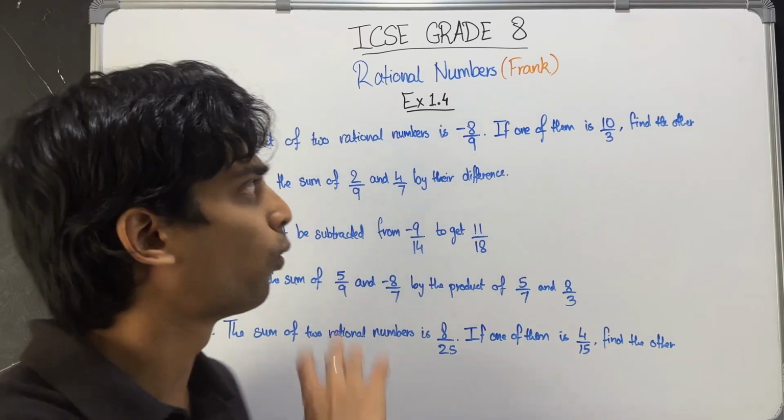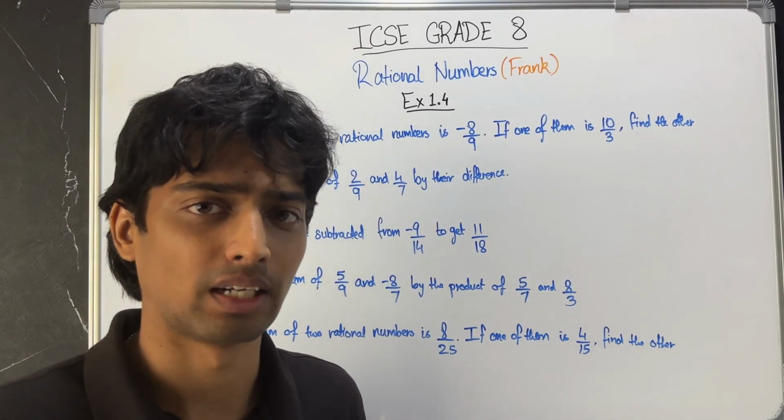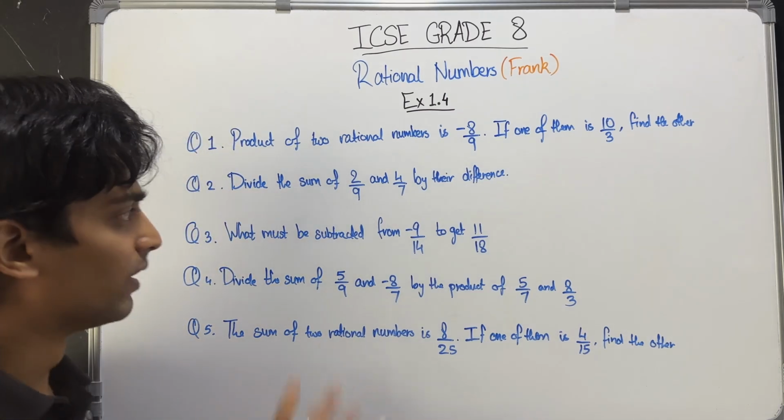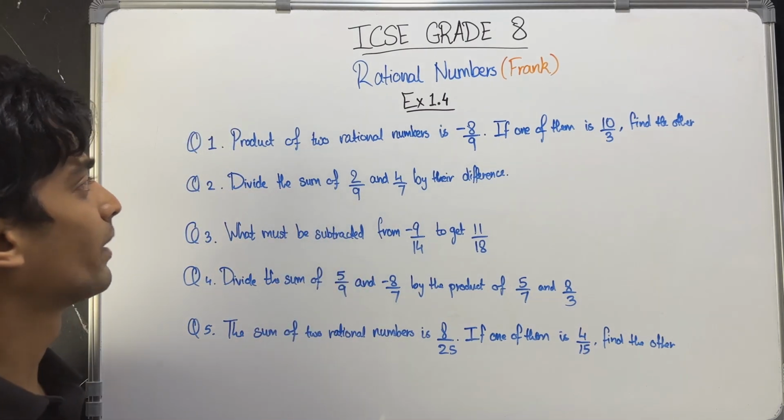We are going to cover the whole exercise of 1.4 rational numbers from the textbook. Watch this till the end. So I've listed all the questions here. Let's look at them one by one.